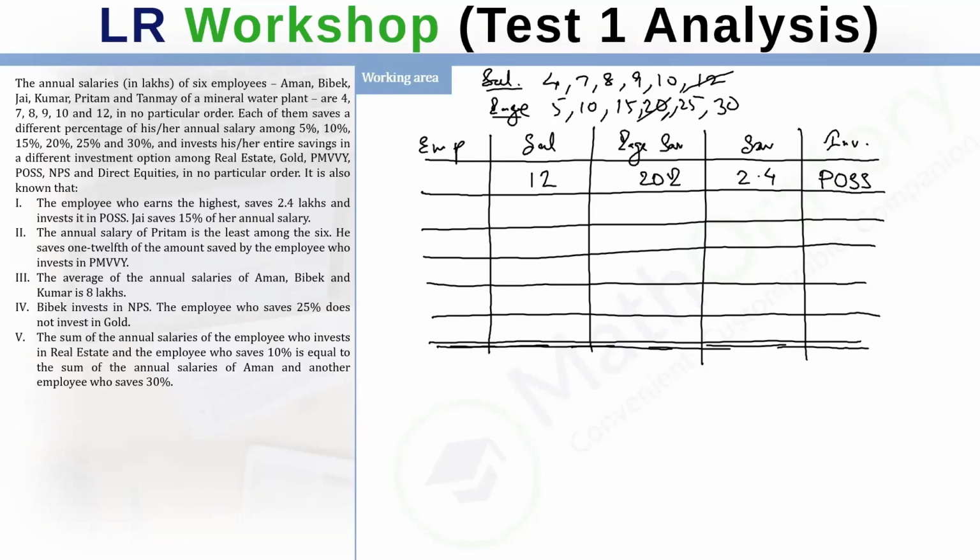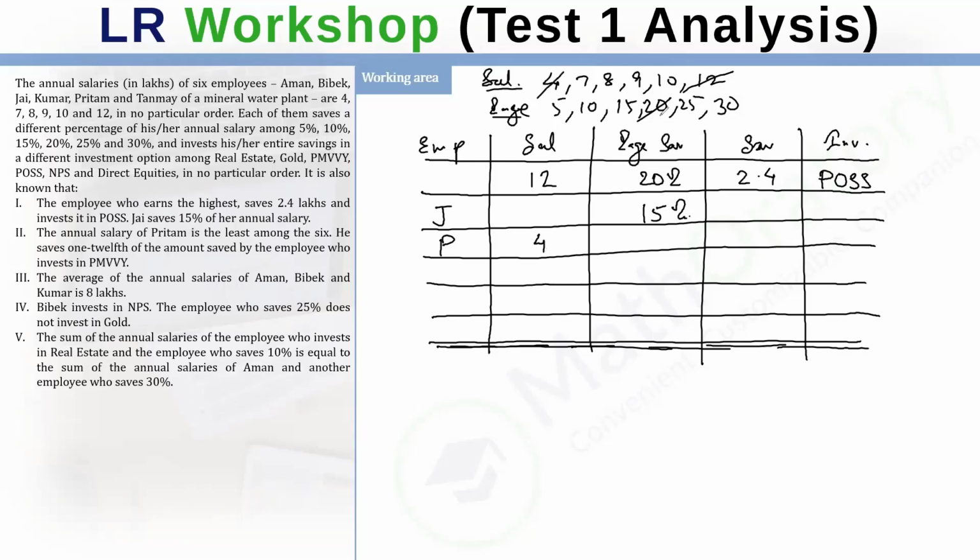Fine. I don't know who this is. Annual salary of Preetham. Sorry, I missed something. Jay saves 15% of an annual salary. So Jay is 15%. Nothing else is known about Jay. Let's leave that blank. Annual salary of Preetham is the least among the six. So Preetham is least. So Preetham has to be 4 lakhs.